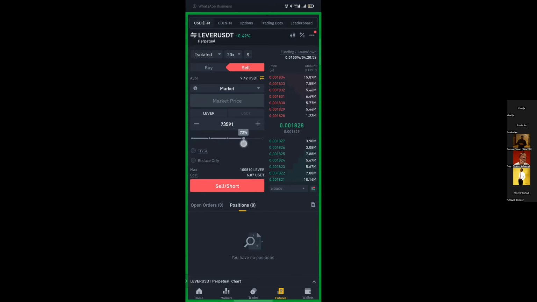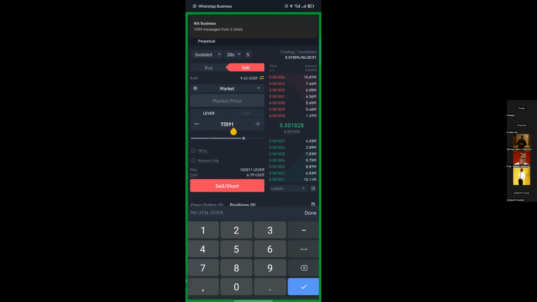Let's say I want to pick 73,000 lever. Now I can type 73,000 lever here. You see it will tell me I'm using $6, but you don't know the quantity because you are using leverage. So leverage is an amplifier. Under normalcy, you cannot use $6 to buy 73,000 pieces of this coin in the market. This leverage is amplifying the lot size of this coin.